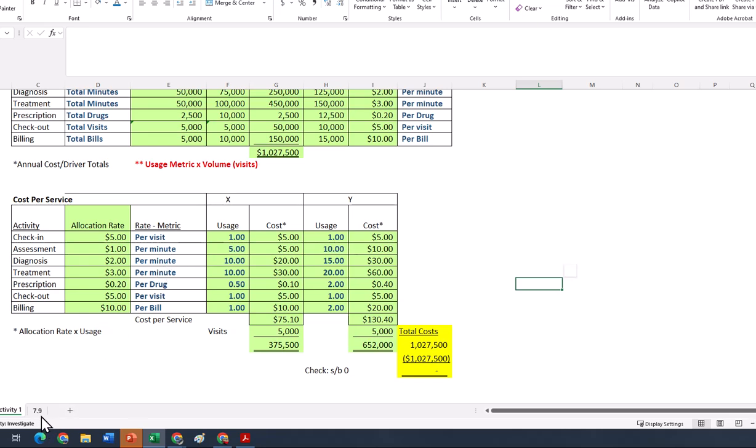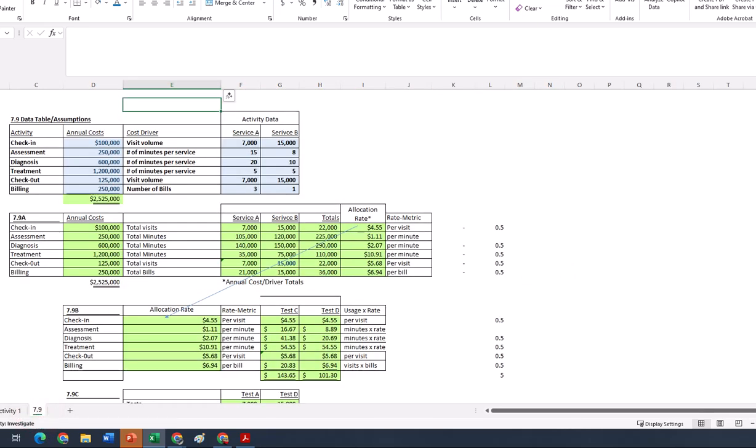Okay, we're gonna do one more. 7.9. It's in the appendix. While we're kind of feeling saucy here, I'm going to change this so that it's easier to follow. In this case, we had annual costs as defined. It's actually problem 7.9 if you want to look at it.